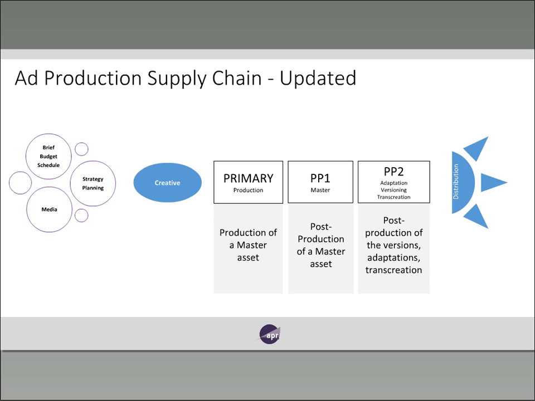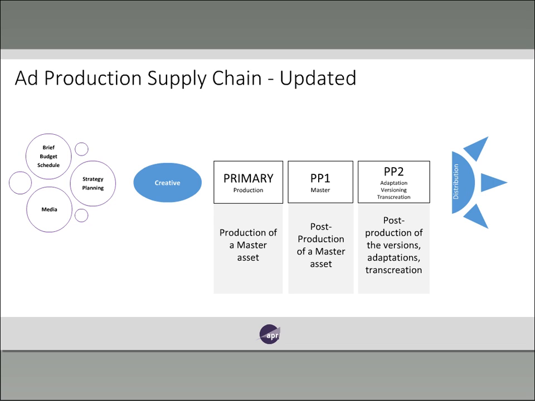So primary production is the production of a master asset, when you're going to produce the master 30-second TV commercial or 60-second commercial or key visual or master banner, etc. And then PP1 is post-production, and that is the post-production of that master asset.